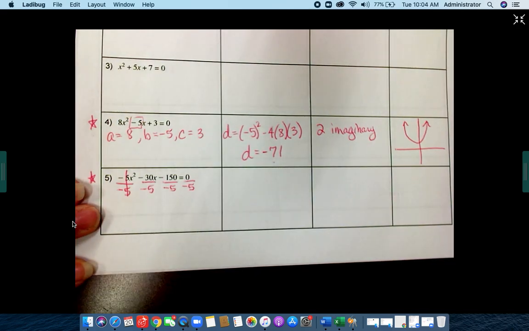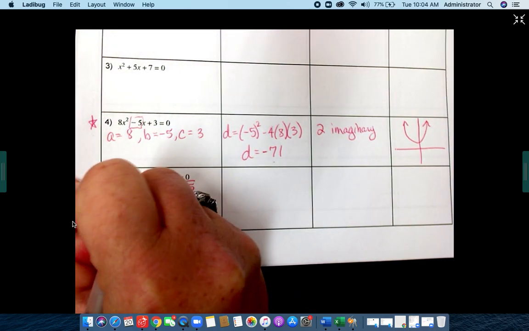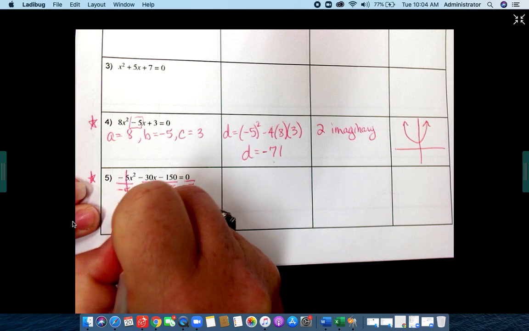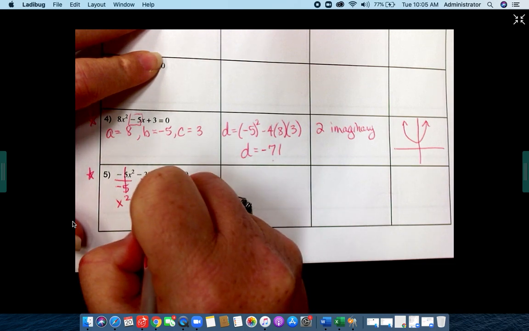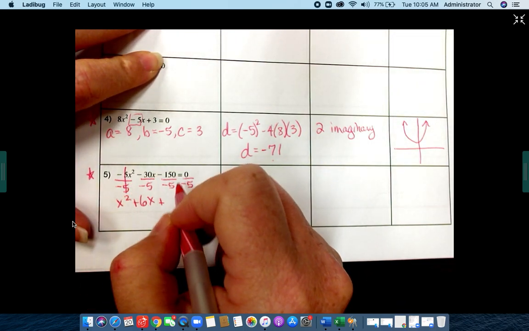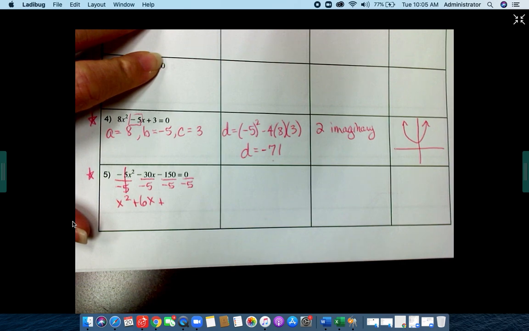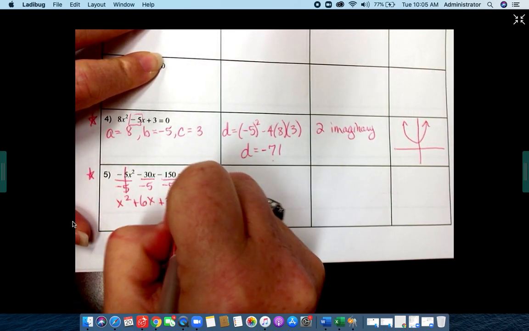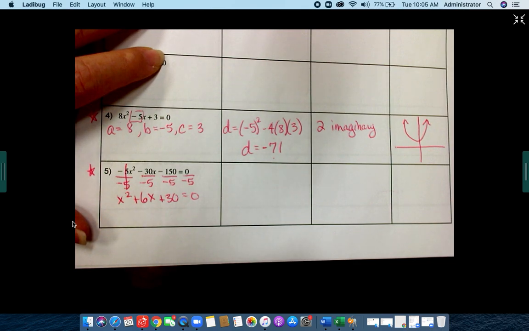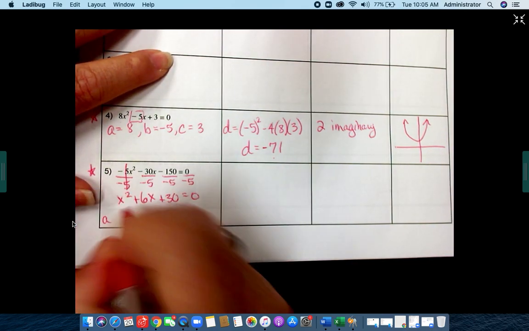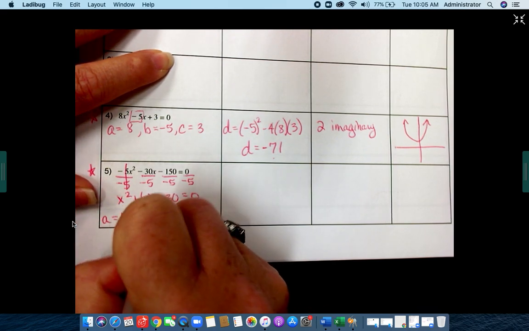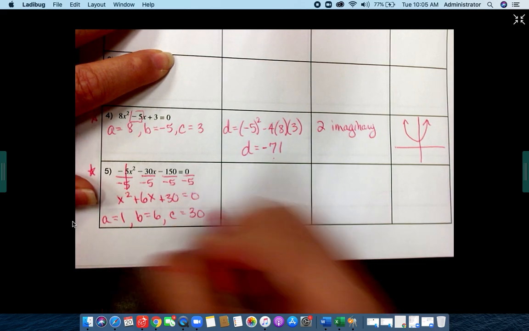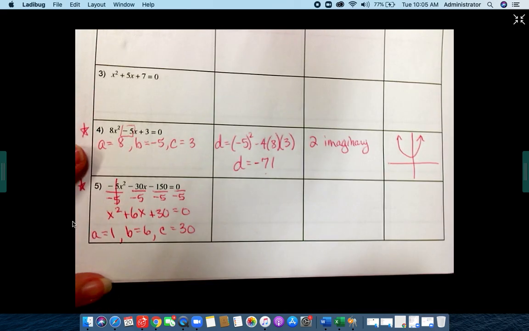Why? Because now that's going to cancel out. And that's going to give me x squared. Negative divided by a negative is positive 6x. And then a -150 divided by -5 is a positive 30. Make sure. Yep, 30 equals 0. So next step is set equal to 0, and it simplifies and makes my life so much easier, because if we can simplify at the start instead of simplifying at the very end tomorrow, that's going to make life way easier.